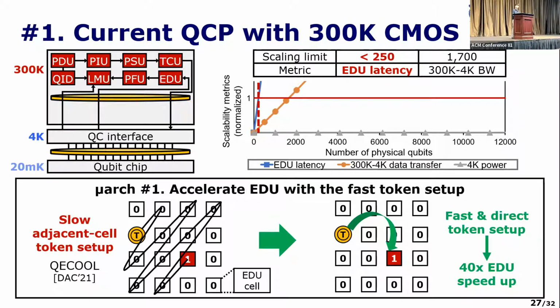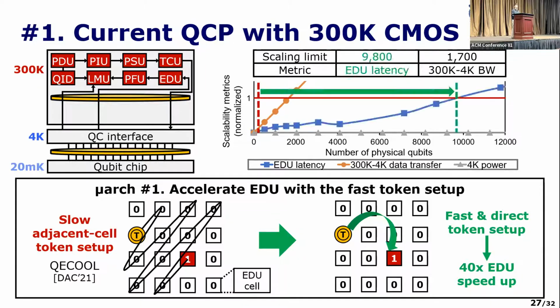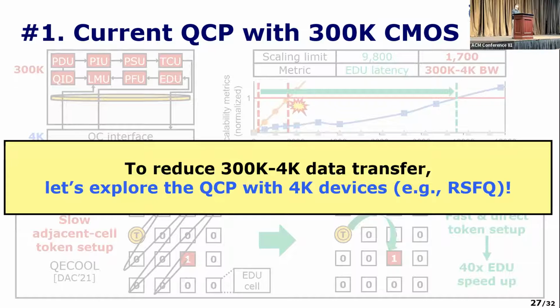Therefore, to resolve this challenge, we propose a fast EDU architecture with the direct token setup. Our EDU directly allocates the token to the next target EDU cell and achieves 40 times EDU speedup. As a result, the scaling limit from EDU latency significantly increases to 9,800 qubits. However, the 300 Kelvin to 4 Kelvin data transfer now limits the scalability. Therefore, as our next step to reduce the data transfer, we decide to explore the control processor with 4 Kelvin RSFQ technology.